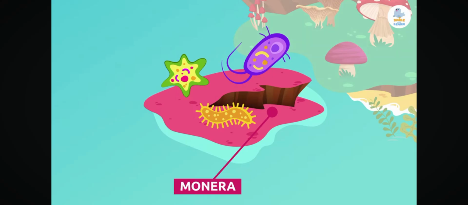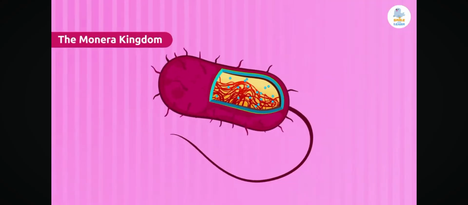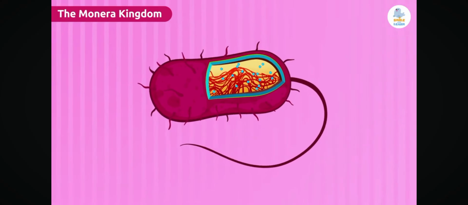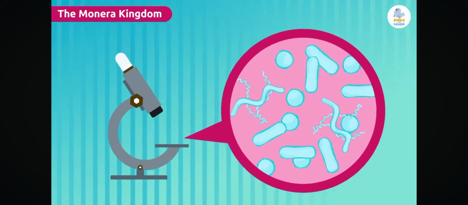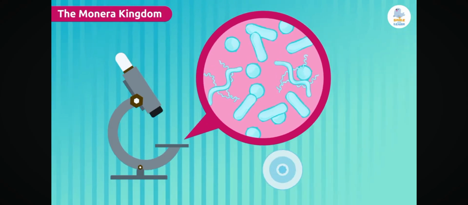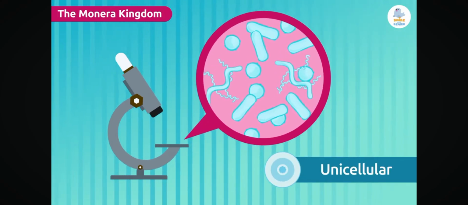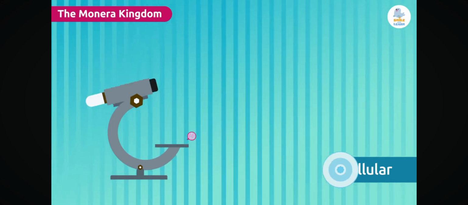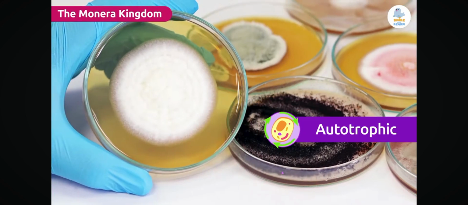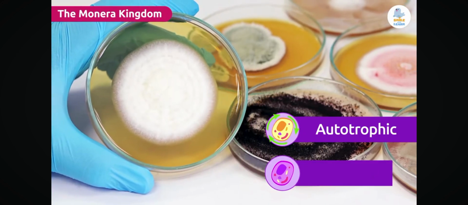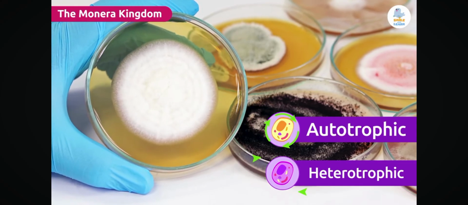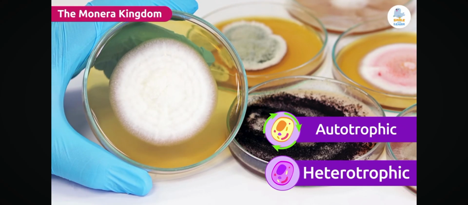The Monera Kingdom. The Monera Kingdom is characterized by the simplest and most primitive forms of life. The Monera Kingdom is made up of unicellular organisms. These organisms are so small that you can only see them with a microscope. Bacteria can either make their own food or take it from the environment where they live. This means that they can be autotrophic and heterotrophic.